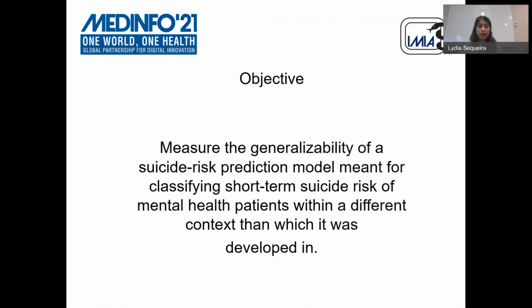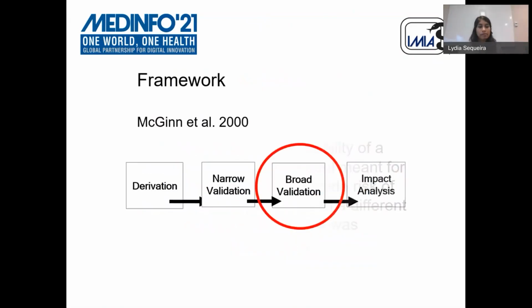So the objective for this presentation is to measure the generalizability of a suicide risk prediction model meant for classifying short-term risk of suicide of mental health patients within a different context than which it was developed in. So our study focuses on that phase within validation that is referred to as a broad validation, essentially implementing an algorithm that was developed in another setting by assessing its performance in the new context.